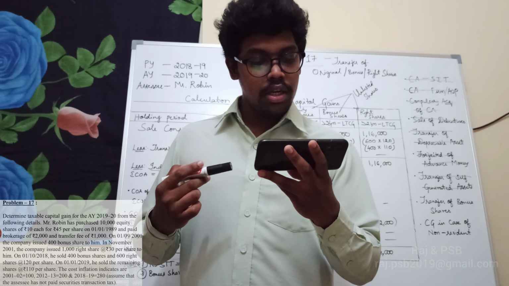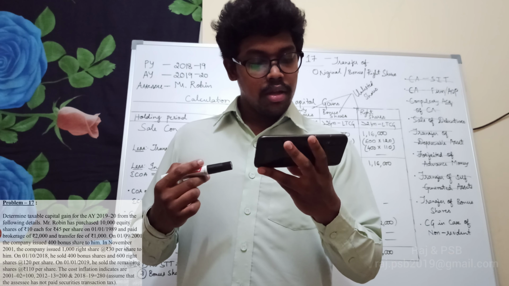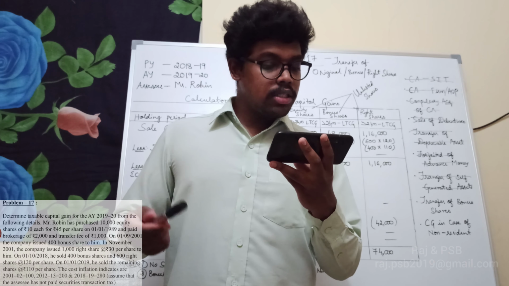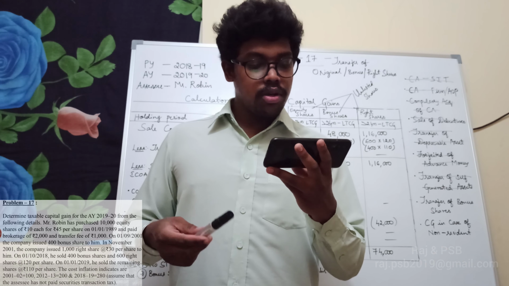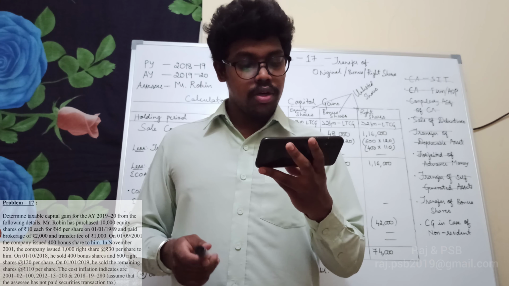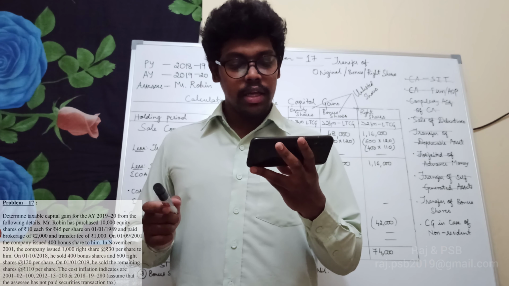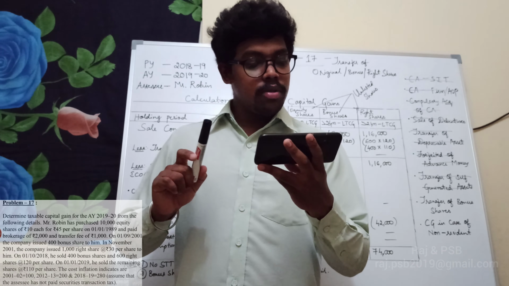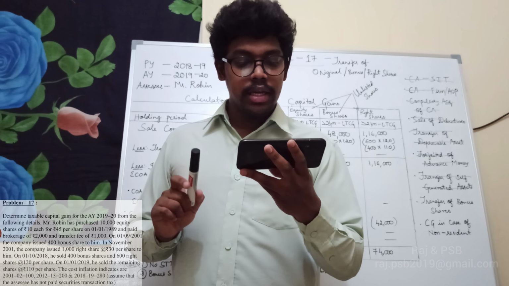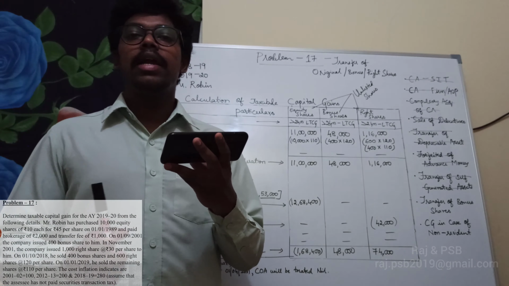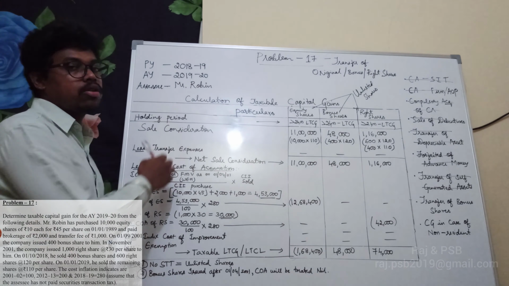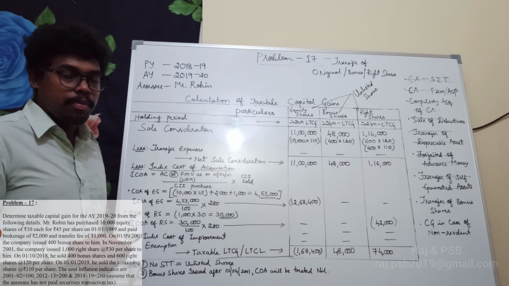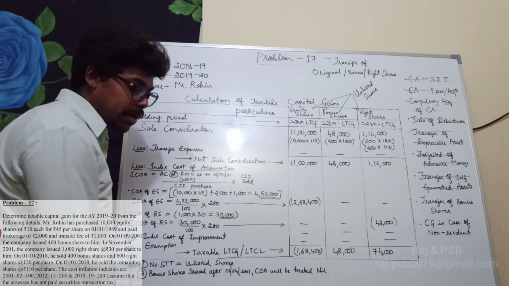The cost inflation indices are 2001 to 2002 is 100, 2012 to 13 is 200 and 2018 to 19 is 280. Assume that the assessee has not paid security transaction tax. So ಇಲ್ಲಿ ಏನು ಹೇಳ್ತಿದ್ದಾರೆ, the previous year 2018-19, assessment year is 2019-20, assessee is Mr. Robin, and calculation of taxable capital gains.